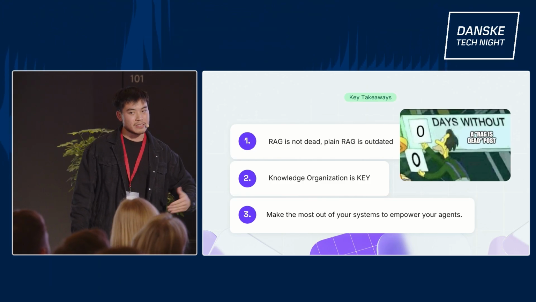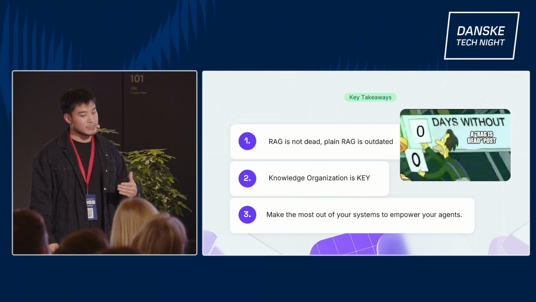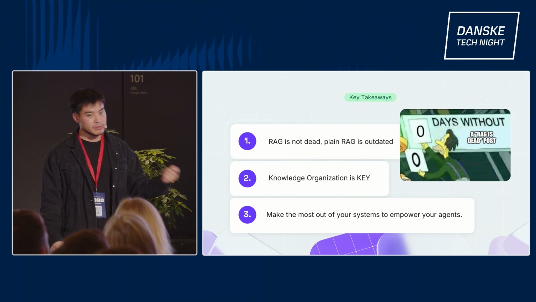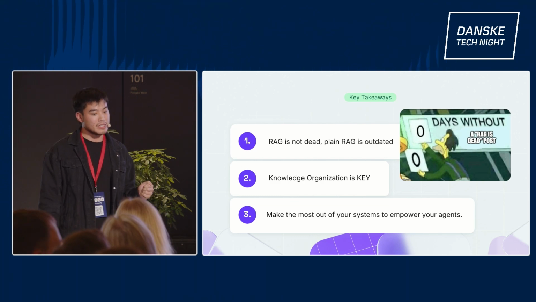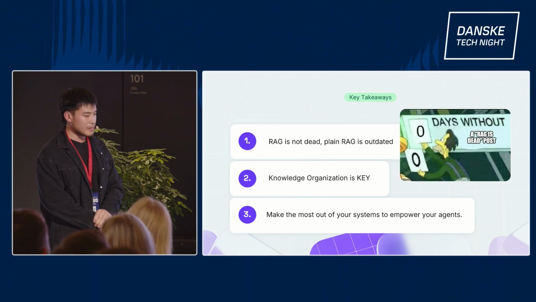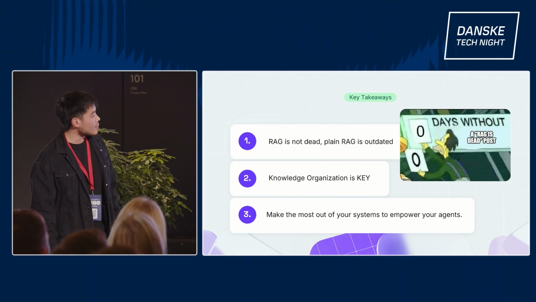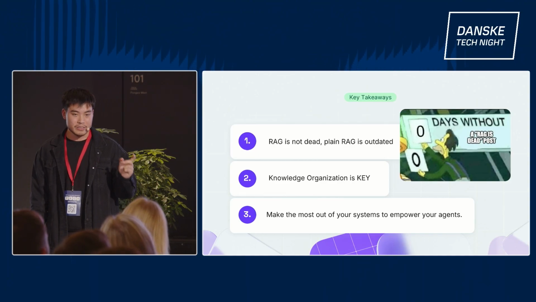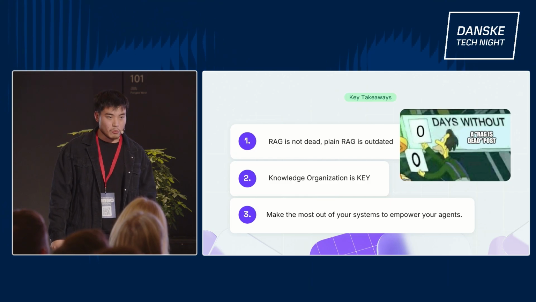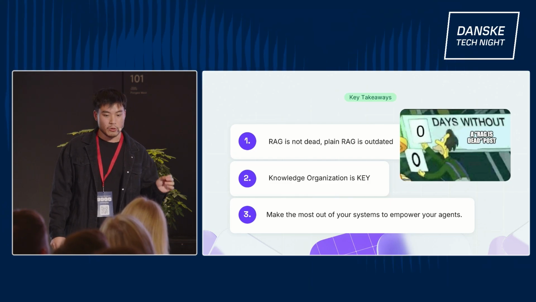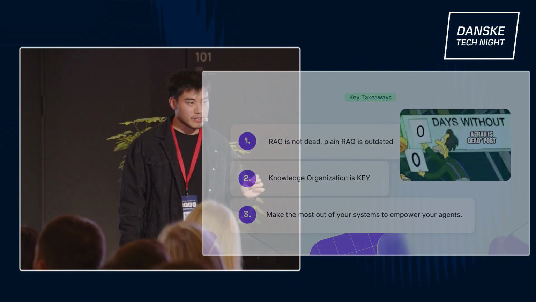The only way it fails is maybe you mess up and don't do it correctly, because maybe it's outdated or too naive, but that doesn't mean the method itself doesn't work. So if there's one key takeaway for you guys, it's that knowledge organization is key. If you want your agentic tool or agentic workflow to work, you need to have organized knowledge and you need to have the right context to feed into it. So make the most out of your systems to empower your agents.